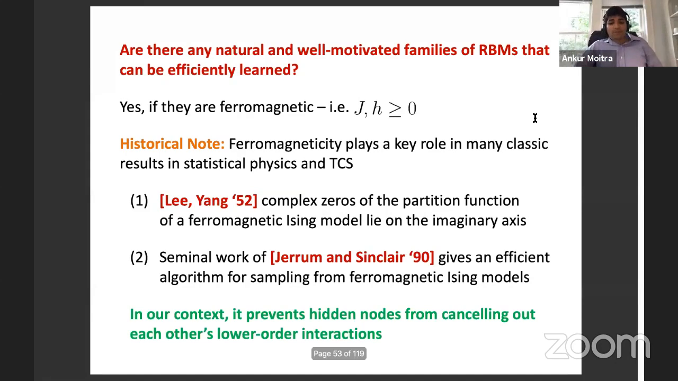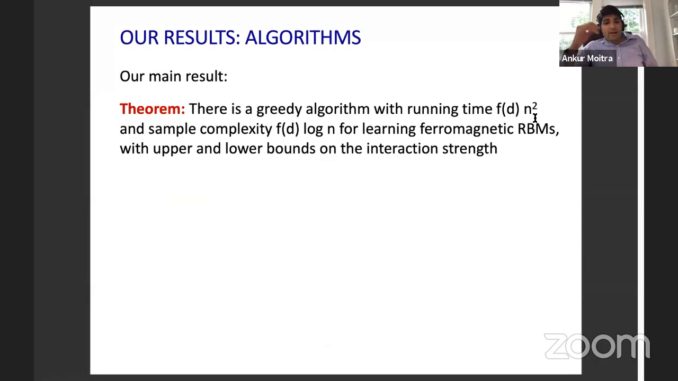So that's pretty cool. Let me tell you the main result: when you have a ferromagnetic restricted Boltzmann machine, you can get a polynomial time algorithm. An f of d times poly in n time algorithm, and it'll be a very simple greedy algorithm that you can honestly run, that has logarithmic sample complexity for learning the underlying RBM.